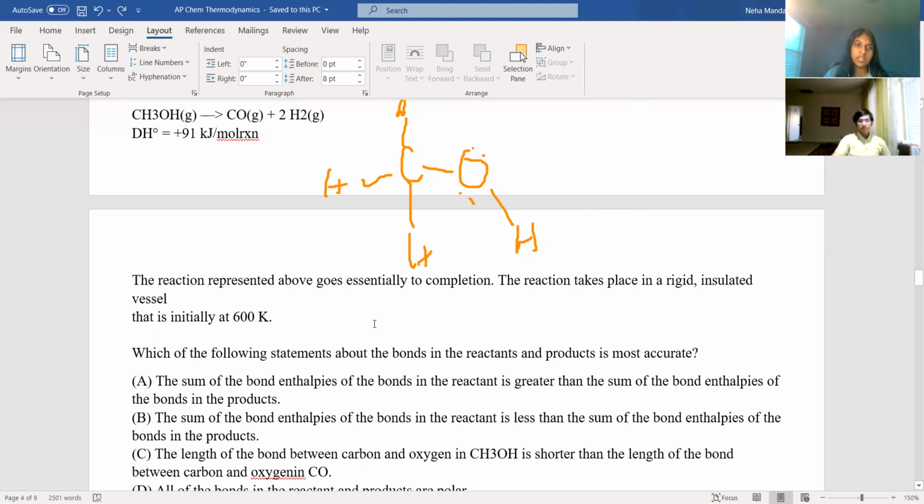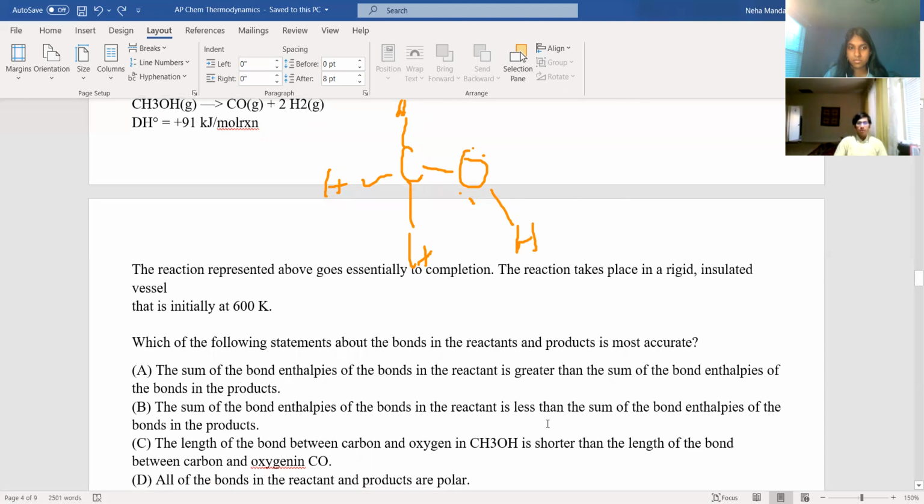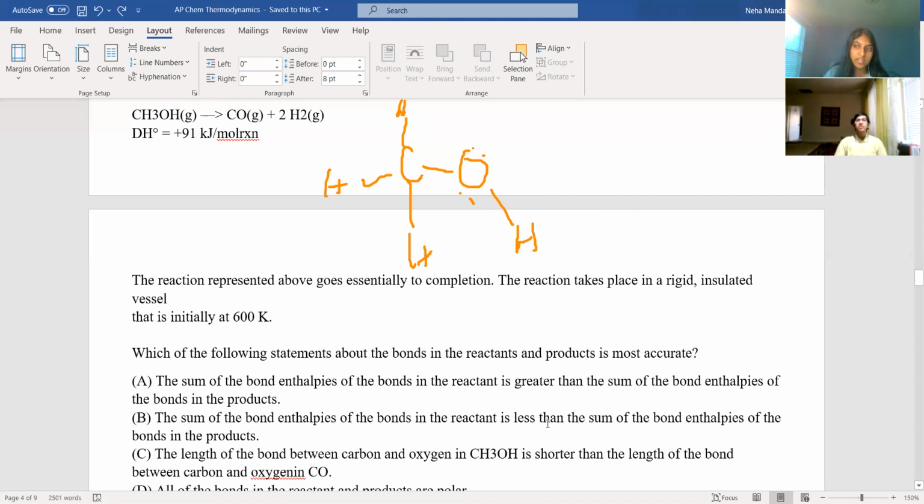So maybe the bond enthalpies of the bonds in the reactant is probably less than the products. I don't know. How would you know that? Maybe you have to use the fact that delta H is positive. So that means it's endothermic. So the products are like a higher state, right? Then the products have greater bond enthalpy sum. So it is B.